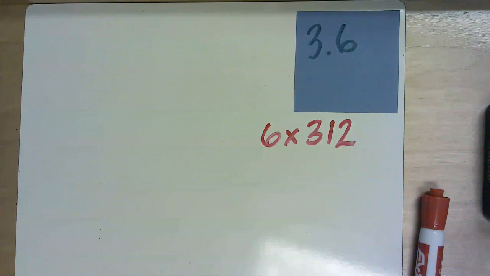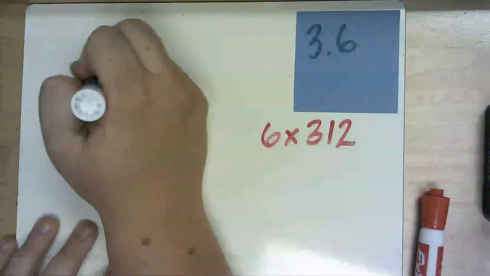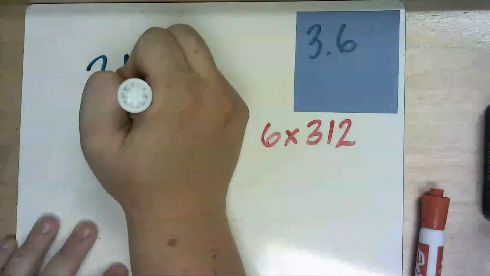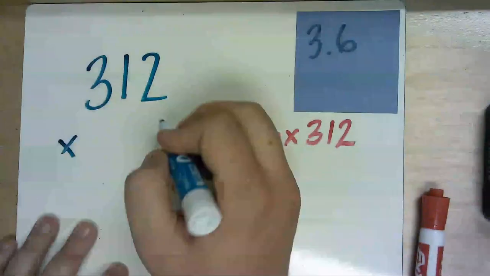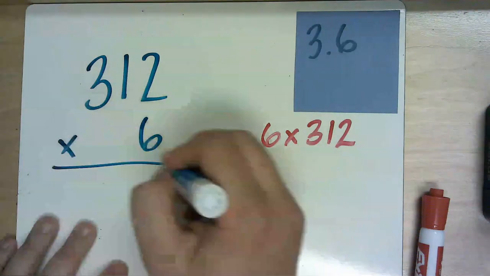I hope that you paused your video and did this one. I'm going to go through it kind of quickly. I want you to check your work, see if this is how you solved yours. So I got my 312 because it's larger, then times it by my 6.